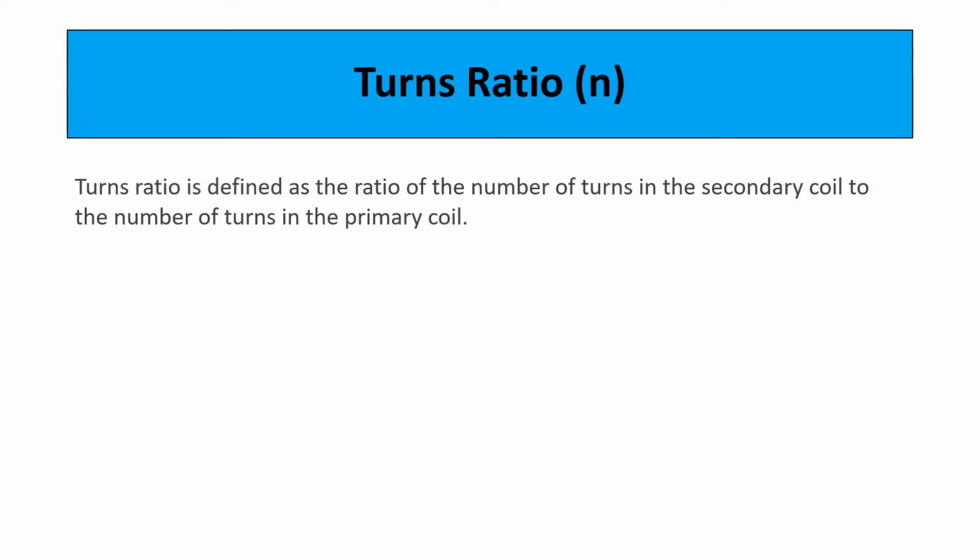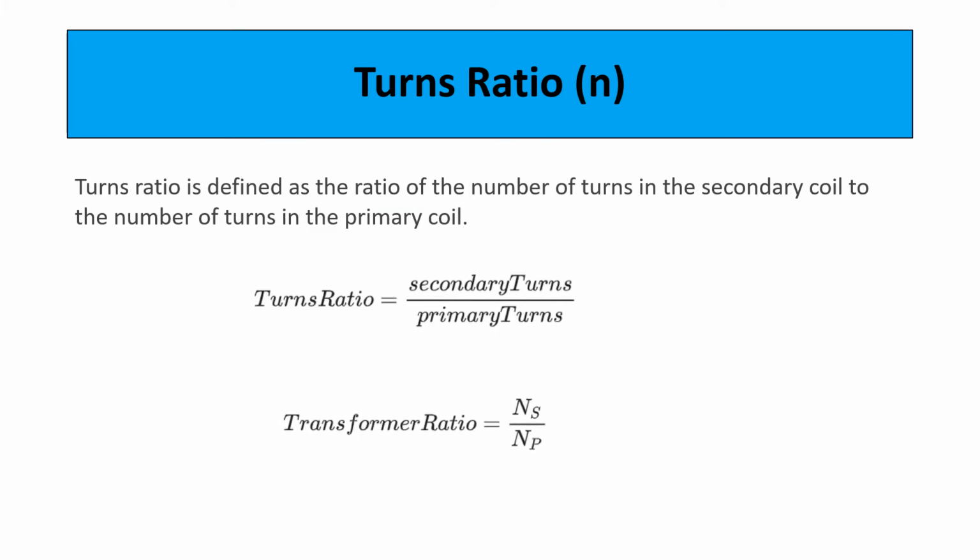Next, we will learn turns ratio. Turns ratio is represented using the letter N. It is defined as the ratio of the number of turns in the secondary coil to the number of turns in the primary coil. Turns ratio is Ns by Np, where Ns represents the secondary turns and Np represents the primary turns. For most transformers, the turns ratio is fixed and cannot change.